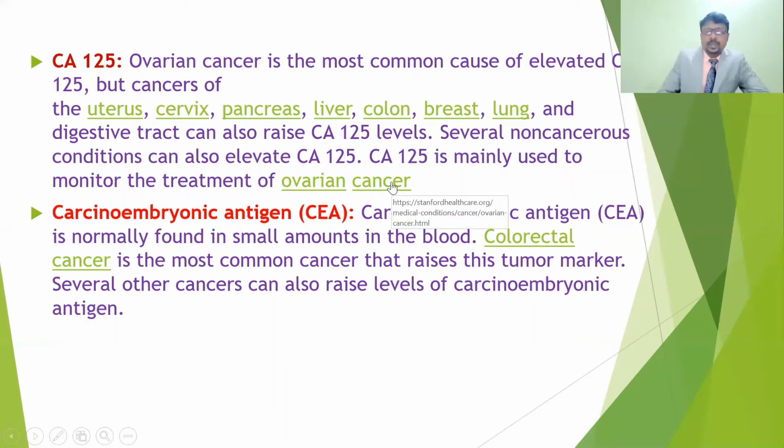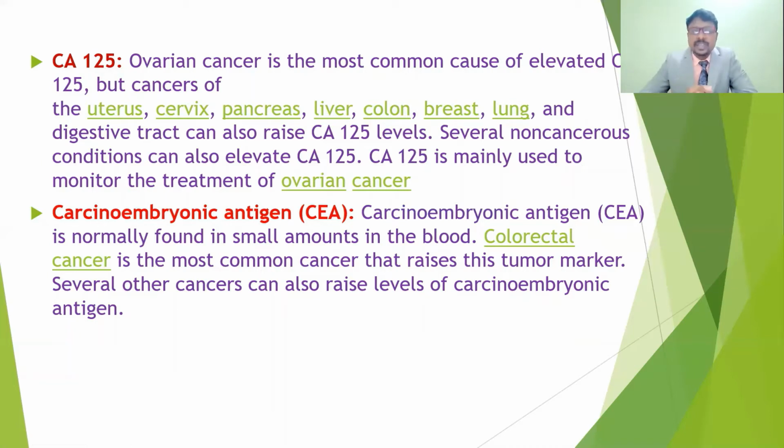So that is the reason. If we give this special test, we can analyze what different structures are involved. Several non-cancerous conditions can also elevate CA 125, which is mainly used to monitor the treatment of ovarian cancers. So sometimes we have to do a differential diagnosis, because non-cancerous cells may also increase it. So we have to see the physical examination, clinical symptomatology, and diagnostic procedures along with these tumor markers, so we can confirm the tumor diagnosis.